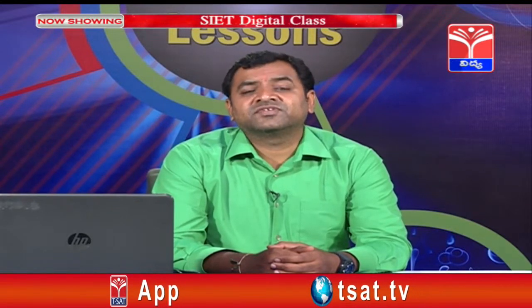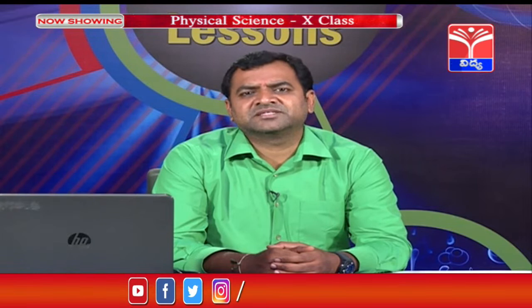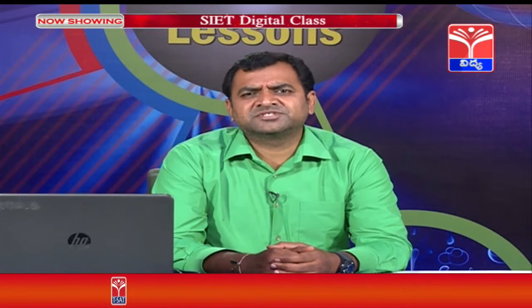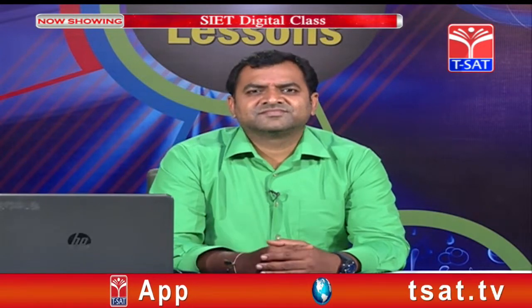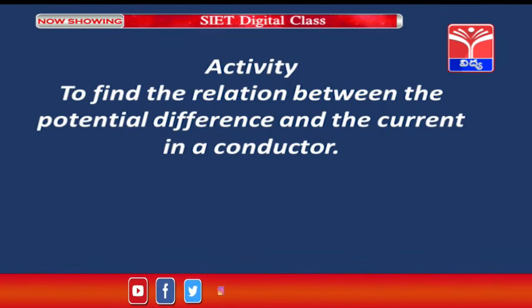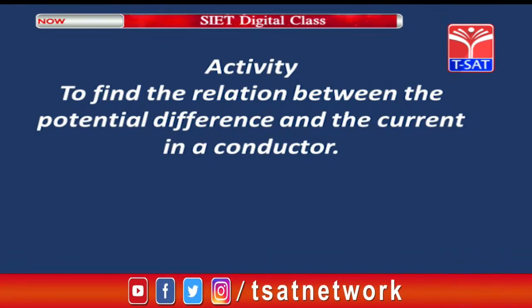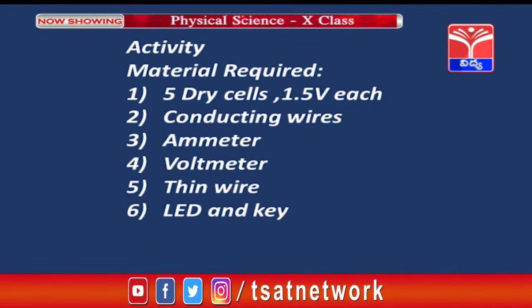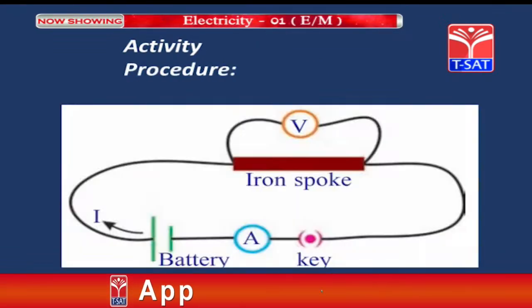Now, whenever we connect any conductor across a battery, the current flows in the conductor, and this current will be directly proportional to the potential difference applied by the battery. You apply a greater potential difference, there will be a greater current. Children, let us do an activity by which we can understand the relation between the potential difference and the current. For that, we need a battery, ammeter, voltmeter, a wire, a bulb and a switch.